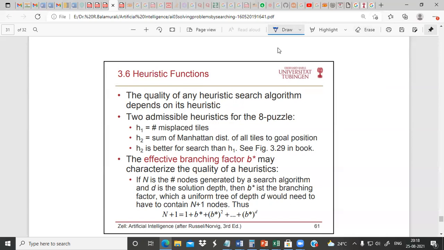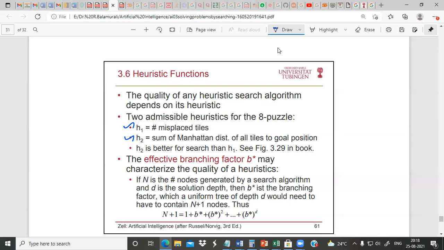So here the heuristic function can be framed in two ways. We are discussing two methods of framing the heuristic function. One is called h1. h1 represents the misplaced tiles. How many tiles are misplaced when compared with the goal state? That is called h1. Whereas h2 is the sum of the Manhattan distances of all tiles to the goal position.